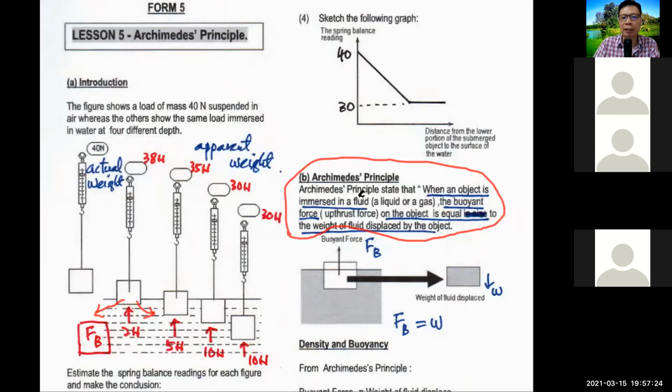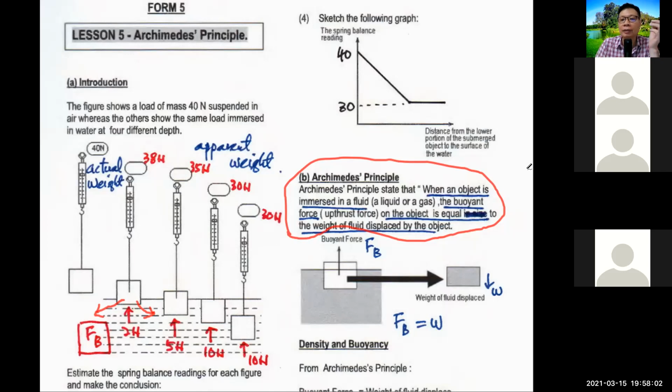When an object is immersed in a fluid, the buoyant force or upthrust force is equal to the weight of fluid or weight of the water displaced by the object. So the key word I emphasize here is the weight of the fluid, not the volume. Understand? In my experience marking SPM papers, many students think it's volume. No, it's not volume. It's the weight of fluid displaced, the weight of the water displaced. So that was about Archimedes Principle.